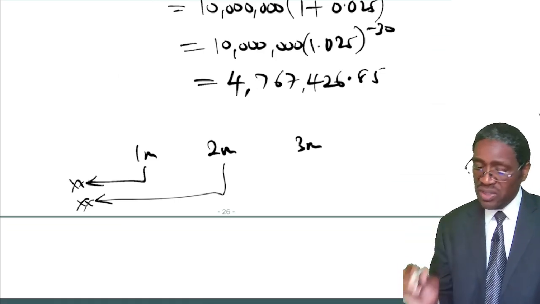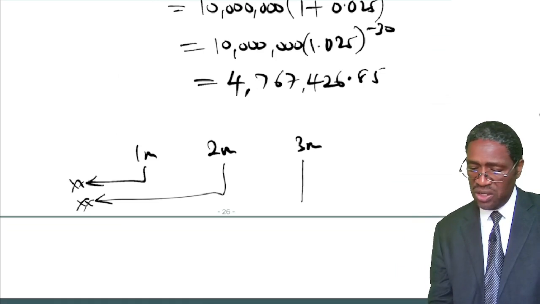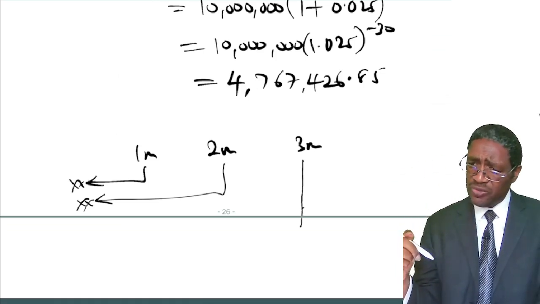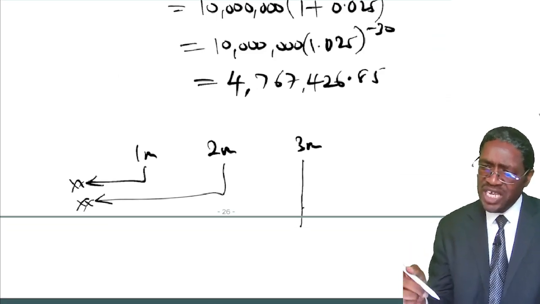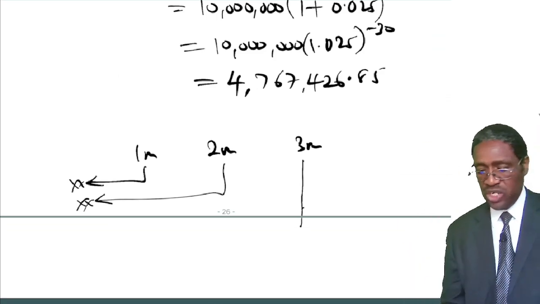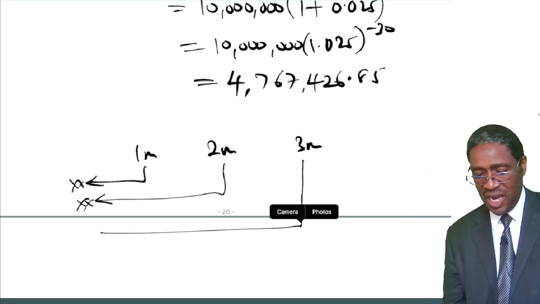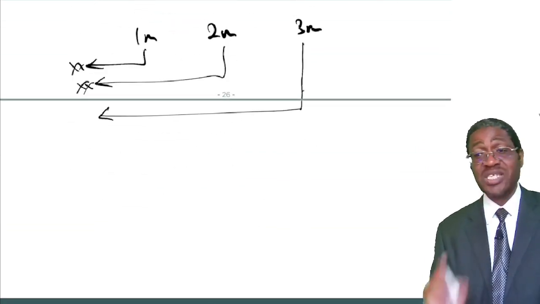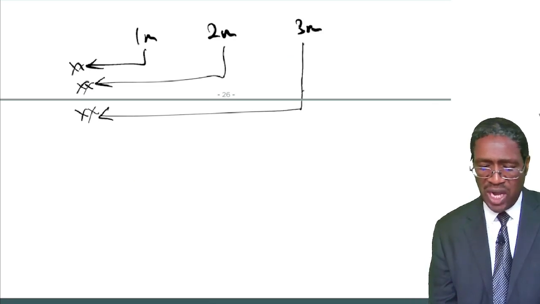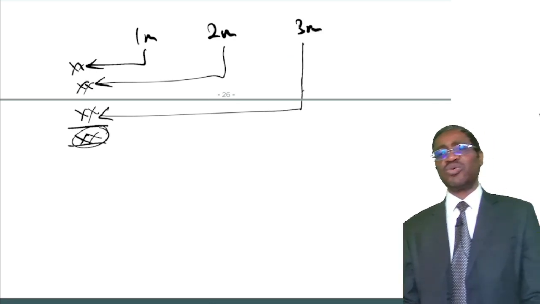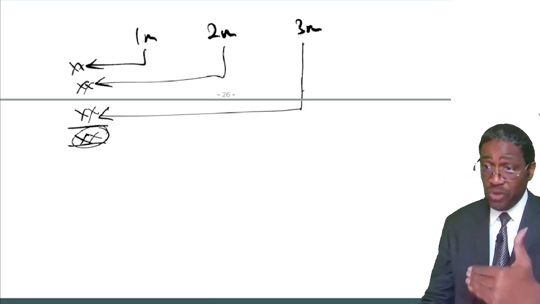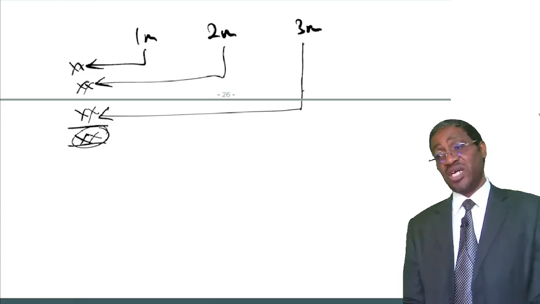Do the same for the 3 million in the third year. I want to receive 3 million shillings 3 years from now. How much should I invest now? So I take the present value of the 3 million 3 years from now. What's the present value? Once you do that, you get the total of all that, and that is the amount you should invest. So sometimes you may have your cash flows being more than one.